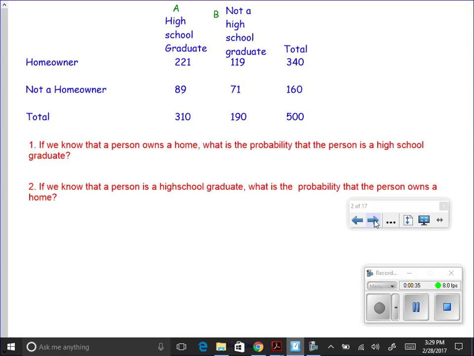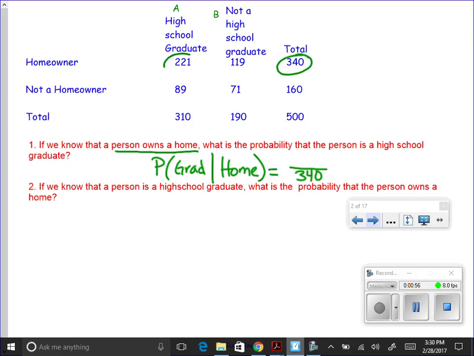So the known information is that they own a home. So the probability of being a graduate given they own a home. Home ownership is the total, so 340. On top is how many of those were high school graduates, so that's 221. So 221 over 340 is 0.65.